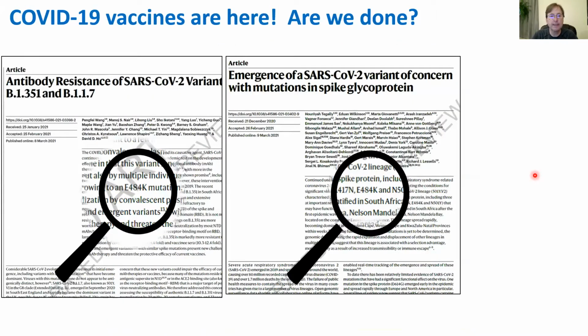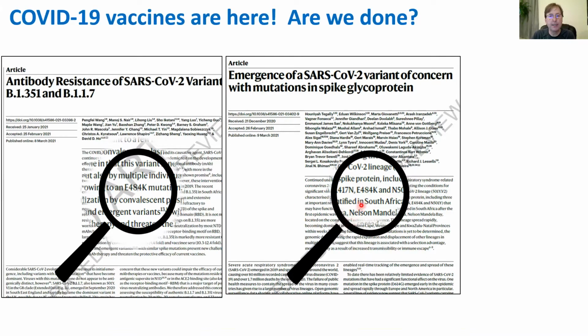And the answer is that the virus is still evolving, and you may have seen news stories that talk about different variants of the virus, such as the B.1.1.7 variant that is now becoming common in the United States. And that and other variants typically these days have this E484K mutation that you see in both of these papers. What is an E484K mutation?